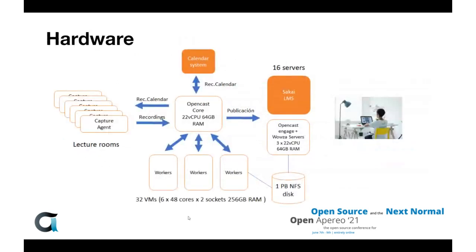Looking at the hardware and the deployment, we have basically 10 big servers. We have the Opencast core, which is the dispatcher, basically an orchestrator that distributes the tasks for encoding, recording, and so on to the different servers. We have 32 workers, which are the nodes in Opencast devoted to encoding. And then we have three publishing points: one Engage and two WOTA servers on the right.